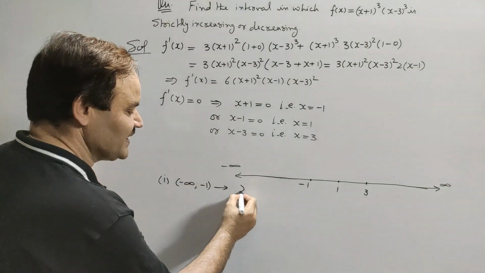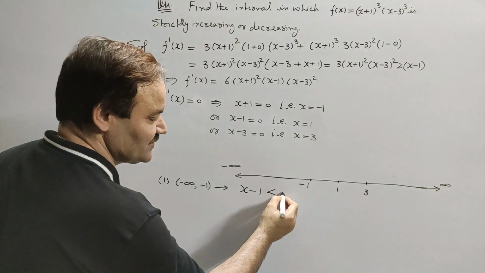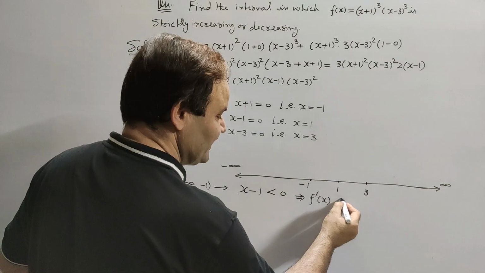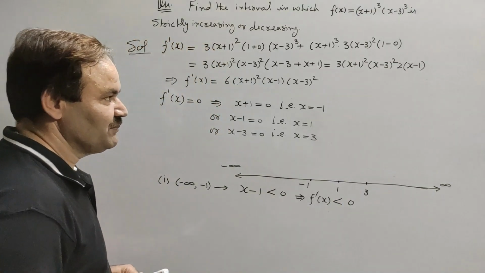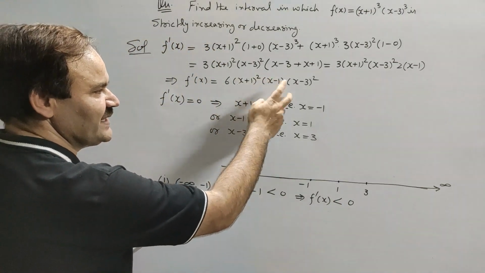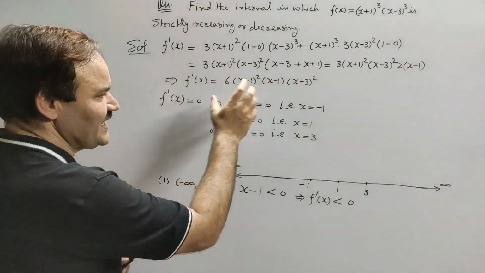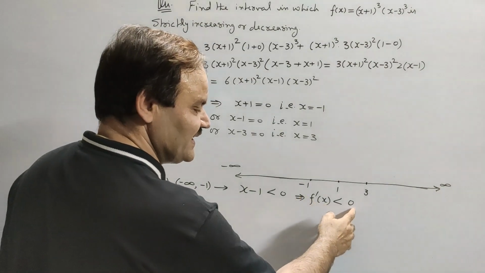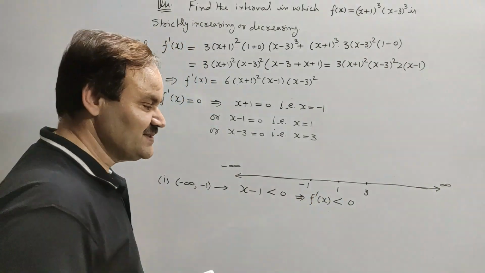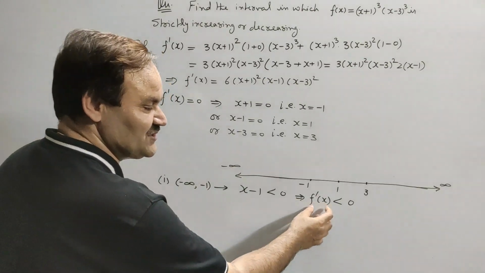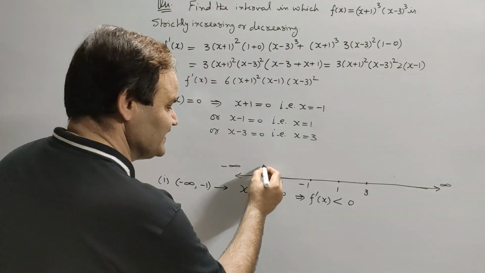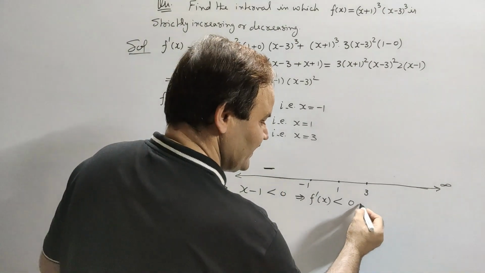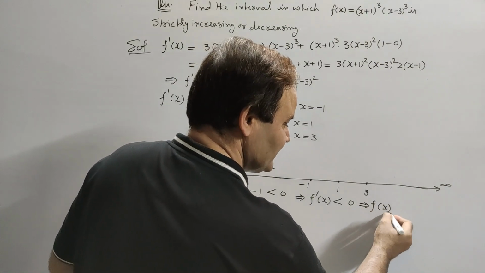So this implies x minus 1 is less than 0, which implies f dash x will be less than 0, because these 2 terms are positive and this one is negative, so f dash x as a whole is negative, that is less than 0. And if f dash x is less than 0, then it means in this interval the function is decreasing. So if a decreasing function is represented by negative, then for this interval f x will be decreasing.